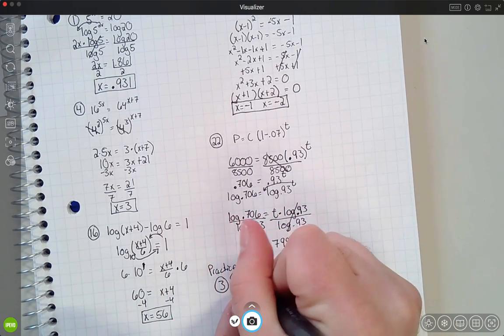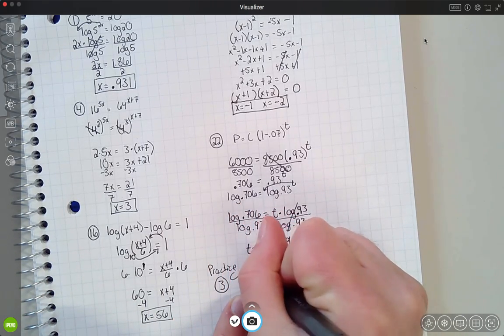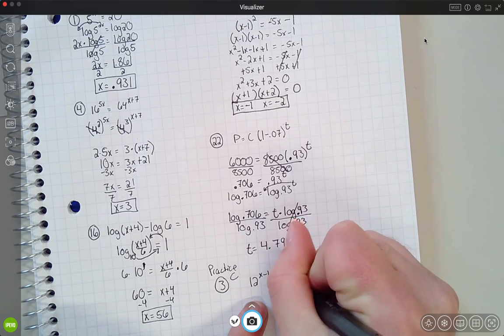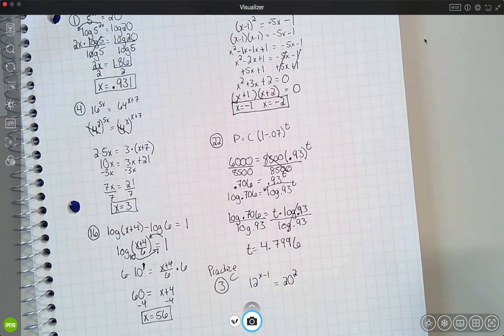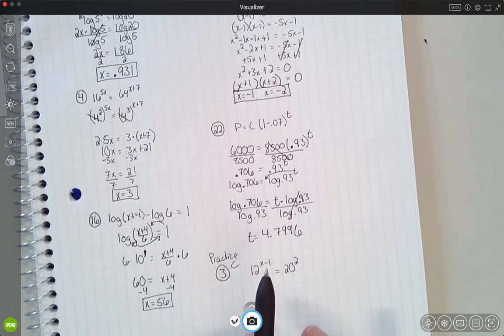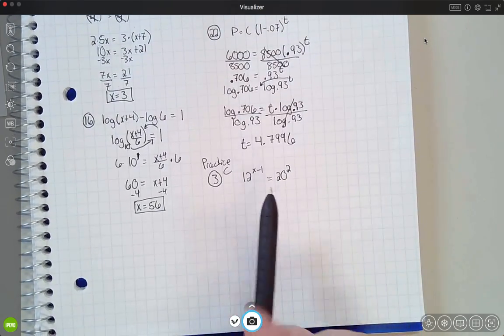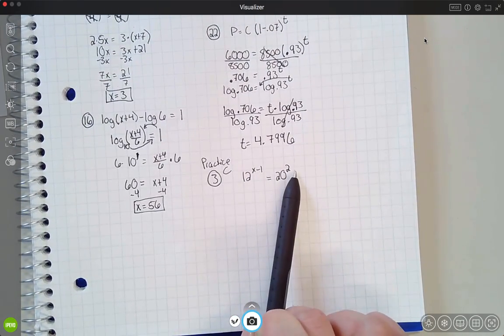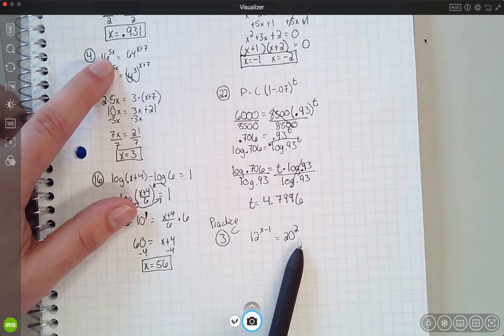Okay, so practice C, number 3, I have 12 to the power of x minus 1 is equal to 20 squared. All right, so with this one, you have a couple different options here. A lot of times what I see happen is we see automatically I have 2 exponents, so I have to do the same thing I did over here in number 4. I have to get my bases to be the same.